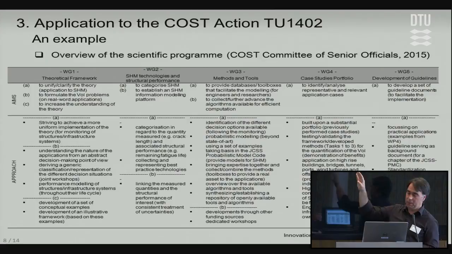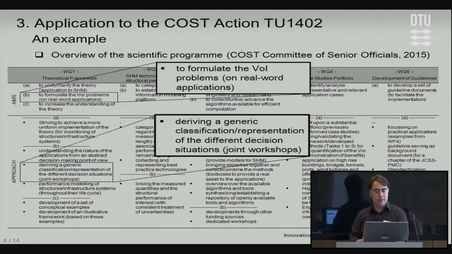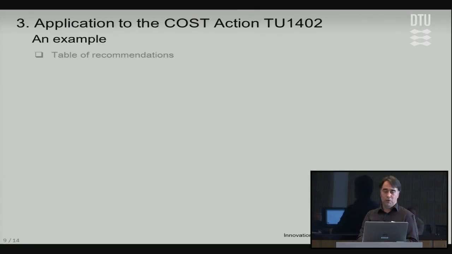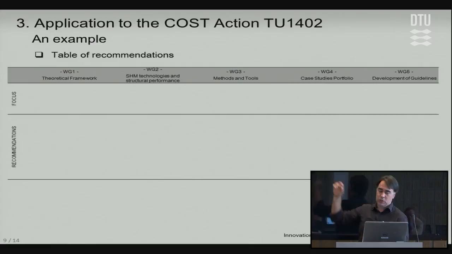So let's, for example, pick one of them. For working group one, it says that one of the aims is to formulate the value of information problems on real-world applications. And the approach that is suggested is deriving a generic classification and representation of the different decision situations. So my question here is what the innovation committee could suggest to help this mission. So perhaps, for that table, I will try to put the focus, which will be one of those pillars, and what the recommendations should be under that pillar.